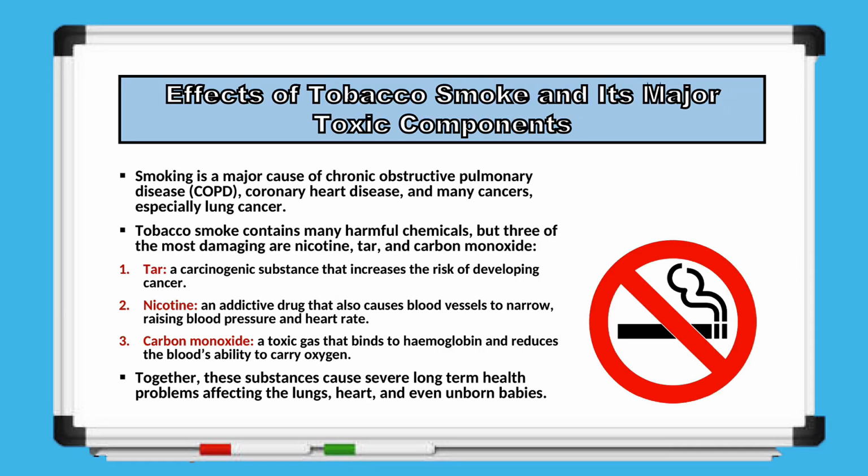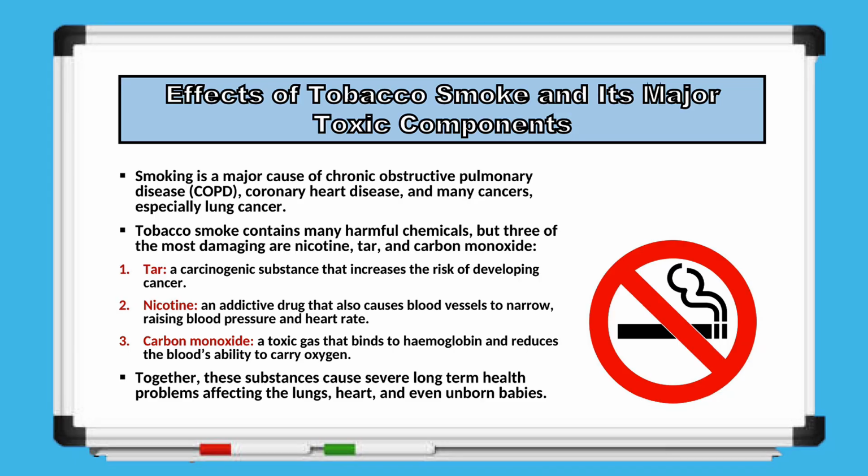Smoking is a major cause of chronic obstructive pulmonary disease or COPD, coronary heart disease, and several types of cancer, particularly lung cancer. Tobacco smoke contains many harmful chemicals, but three of the most damaging are nicotine, tar, and carbon monoxide. Tar is a carcinogenic substance that increases the risk of developing cancer. Nicotine is an addictive drug that also narrows blood vessels, raising blood pressure and heart rate. Carbon monoxide is a toxic gas that binds to hemoglobin, reducing the blood's ability to carry oxygen. Together, these substances contribute to severe long-term health problems affecting the lungs, heart, and even unborn babies, highlighting the dangers of tobacco use.